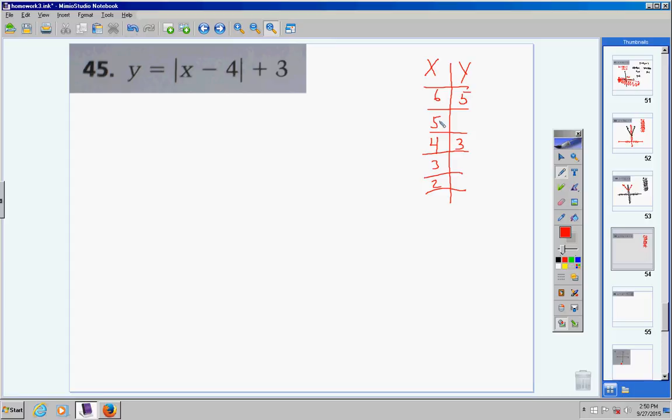Now let's put 5 in for x. Put a 5 right here. 5 minus 4 is 1. The absolute value of 1 is 1. 1 plus 3 is 4. Now let's put a 3 in for x.